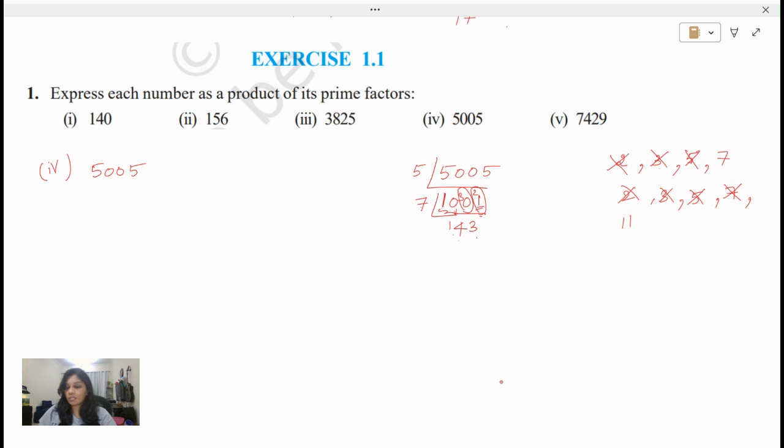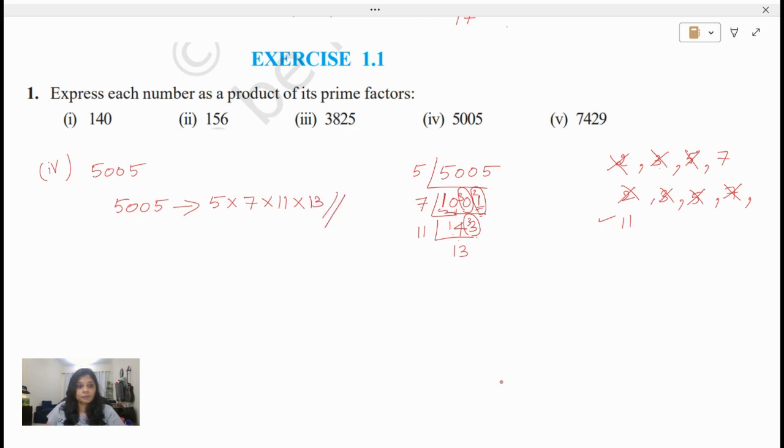And let me check, it is divisible by 11. Okay, 11 times 1 is 11 and 3 will be the carryover, isn't it? And so 11 times 3 is 33. Yeah, so this is how you need to do the factorization. Okay, you have to choose the right number to divide it exact number of times. So 5005 is written as a product of primes 5 times 7 times 11 times 13.